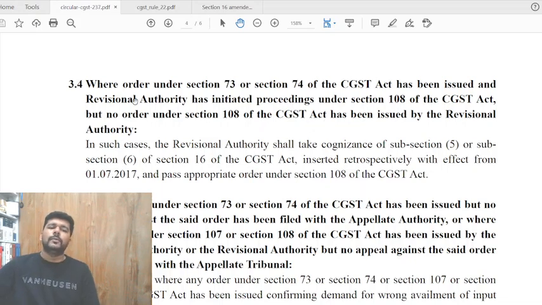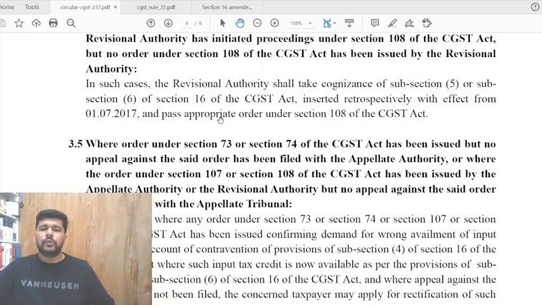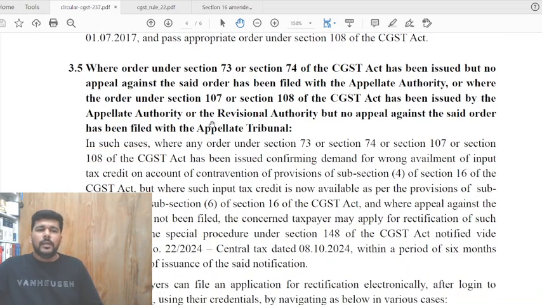Now, what is the next one? Where the order under 73 or 74 of the CGST Act has been issued and the RA has initiated the proceedings under 108, but no order under 108 of the CGST Act has been issued by the revisional authority. Means this is in case of the revisional authority of the 108. Now what they are saying is that the RA shall take the cognizance of 16(5) retrospectively with effect from 1/1/17 और pass the appropriate order.